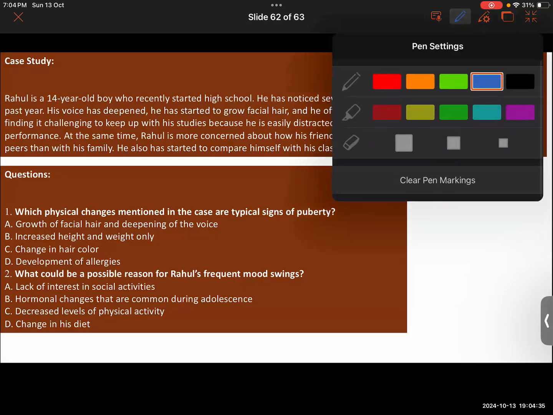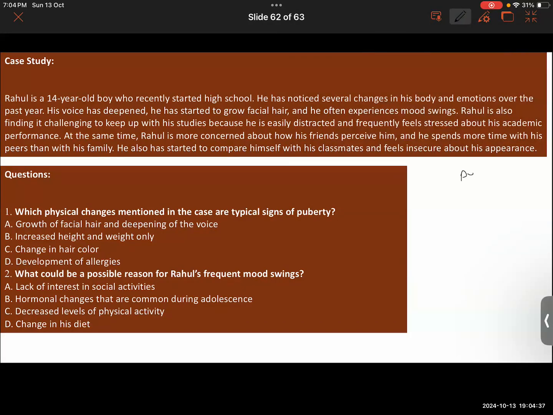By the way, the word peers here refers to friends. So he has started to spend more time with his friends as compared to his family members. Okay. The first question is, which physical changes mentioned in the case are typical signs of puberty?